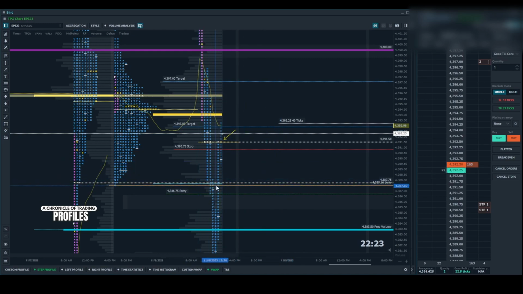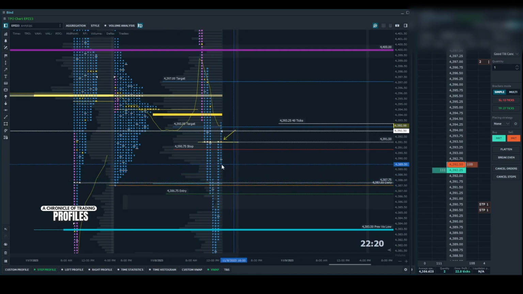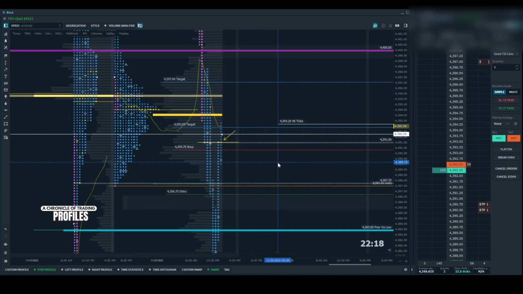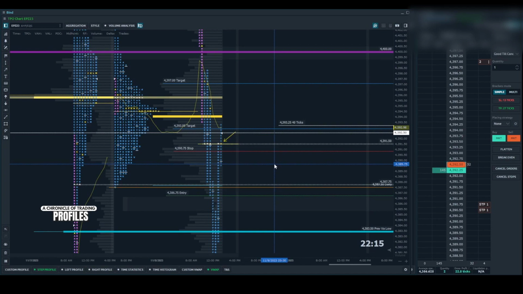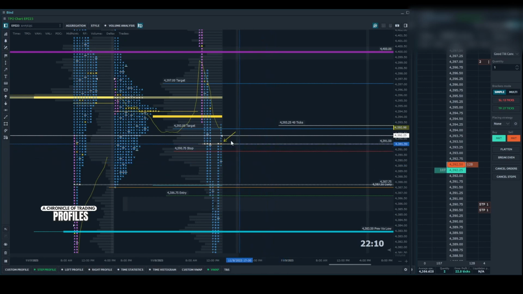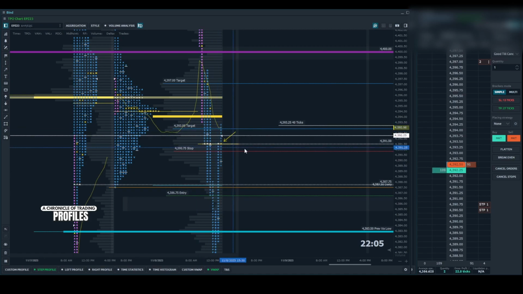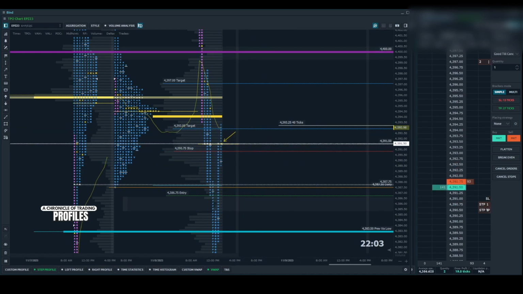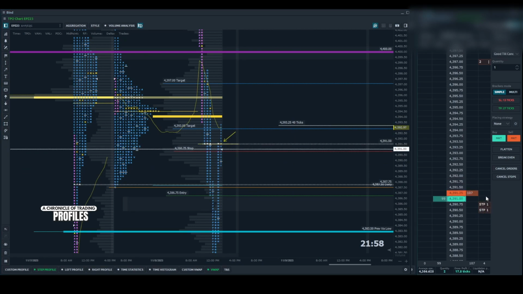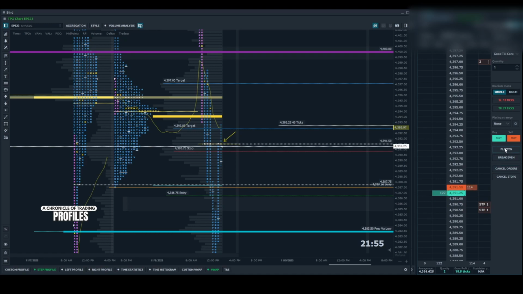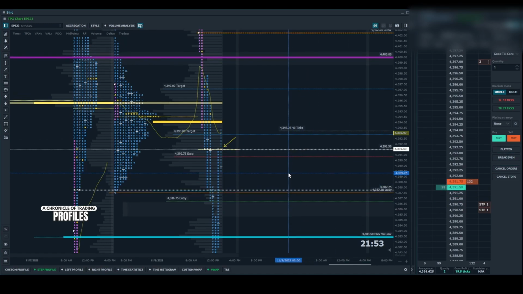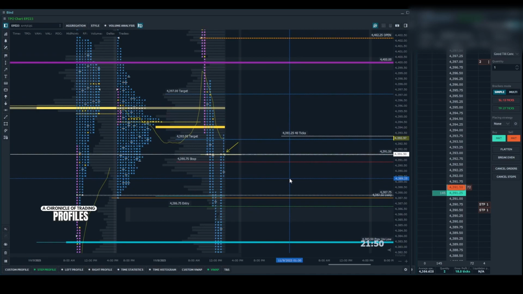May want to come back down and test this area before moving higher. Probably do have a lot of people trying to short this VWAP now that we're finally up to it. There's the shorts coming in for VWAP. Yep, we'll just close it right there.